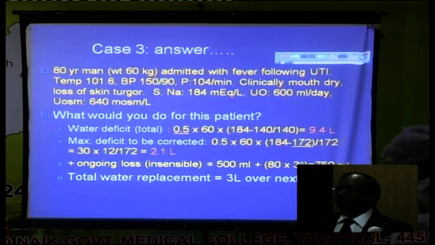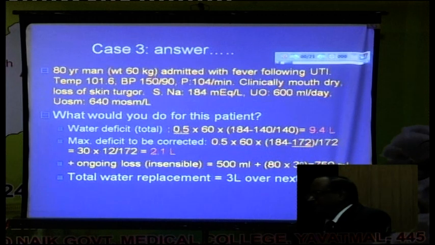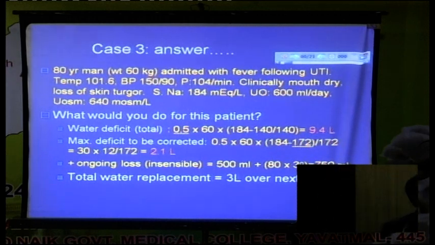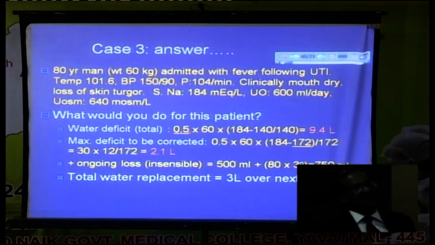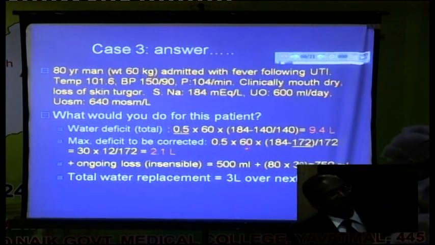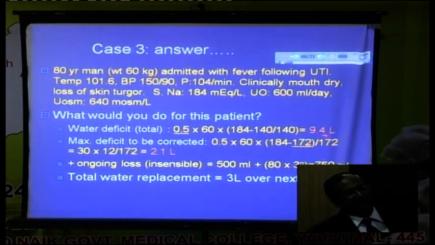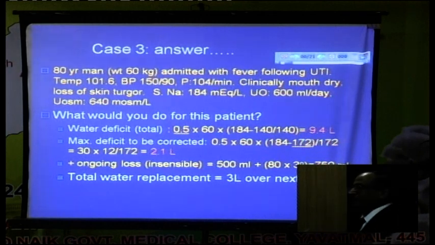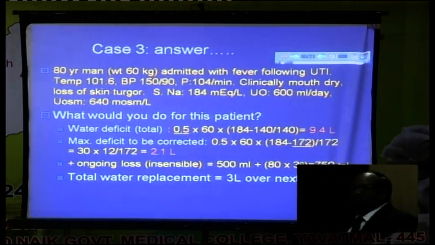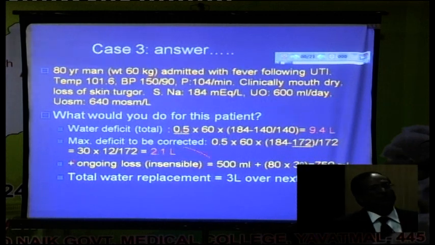Some people say give half today, give 1/3 next day, that's all wrong. What you need to calculate is how much to be corrected: 0.5 into weight, 184 minus 172, that's a difference of 12 upon 172, gives you 2.1 liters. So you need to give 2.1 liters to correct the deficit plus ongoing loss.